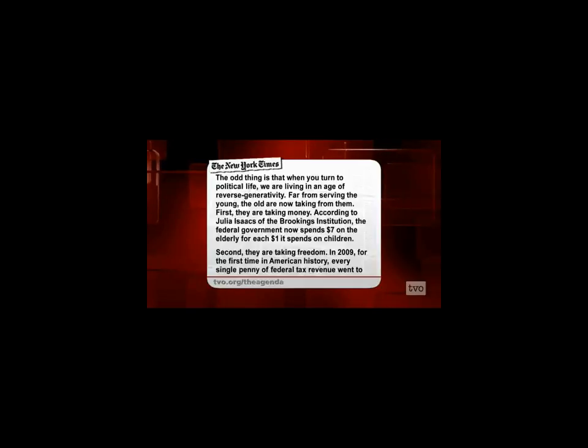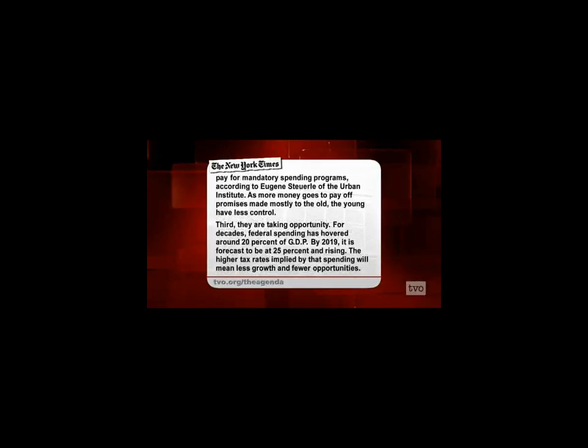The odd thing is that when you turn to political life, we are living in an age of reverse generativity. Far from serving the young, the old are now taking from them. First, they are taking money. According to Julia Isaacs of the Brookings Institution, the federal government now spends $7 on the elderly for each $1 it spends on children. Second, they are taking freedom. In 2009, for the first time in American history, every single penny of federal tax revenue went to pay for mandatory spending programs, according to this fellow from the Urban Institute. As more money goes to pay off promises made mostly to the old, the young have less control.